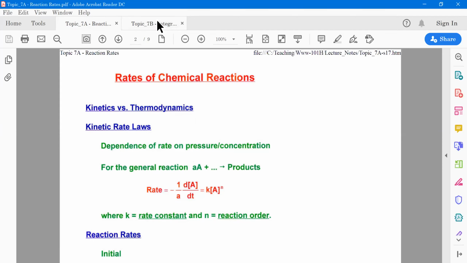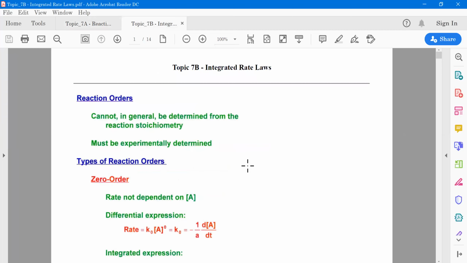So now in this class, what we're going to do is to develop this further by considering various values of n, the reaction order. And in particular, we're going to talk about zero, first, and second order reactions, where n is 0, 1, and 2.